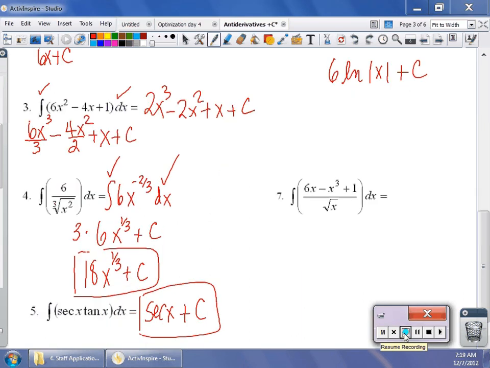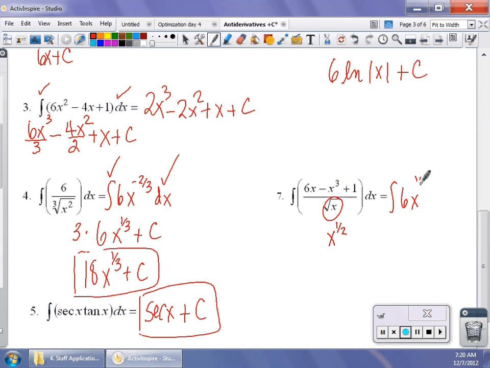All right, lastly, we have a quotient. So like I did in number 4, I'm going to clean it up first, and I'm going to take that square root of x, which is x to the 1/2 power, and I'm going to take it into every term in the numerator. So I'll get 6x to the 1/2 power minus x. Now remember, 3 would be 6/2 power, so x to the 5/2 power plus x to the negative 1/2, and there's a dx behind that.